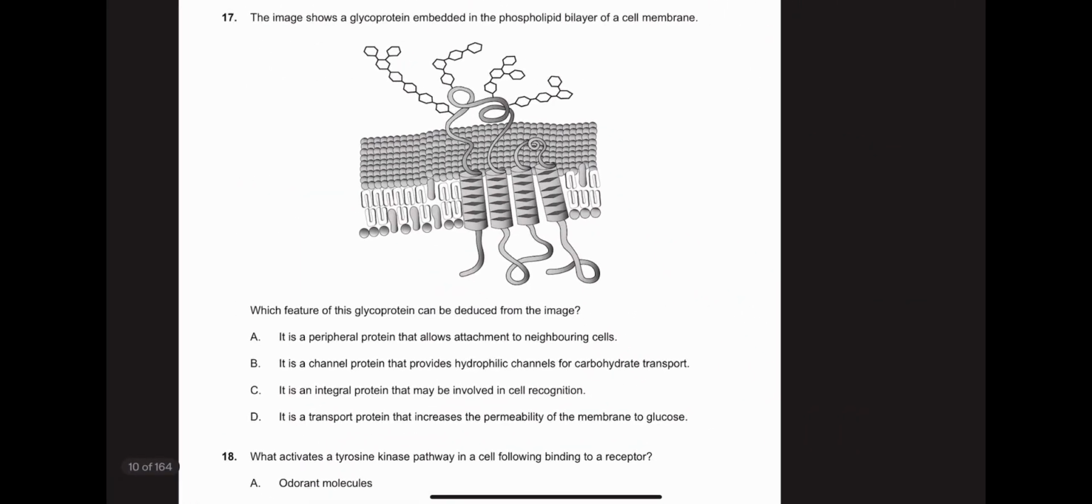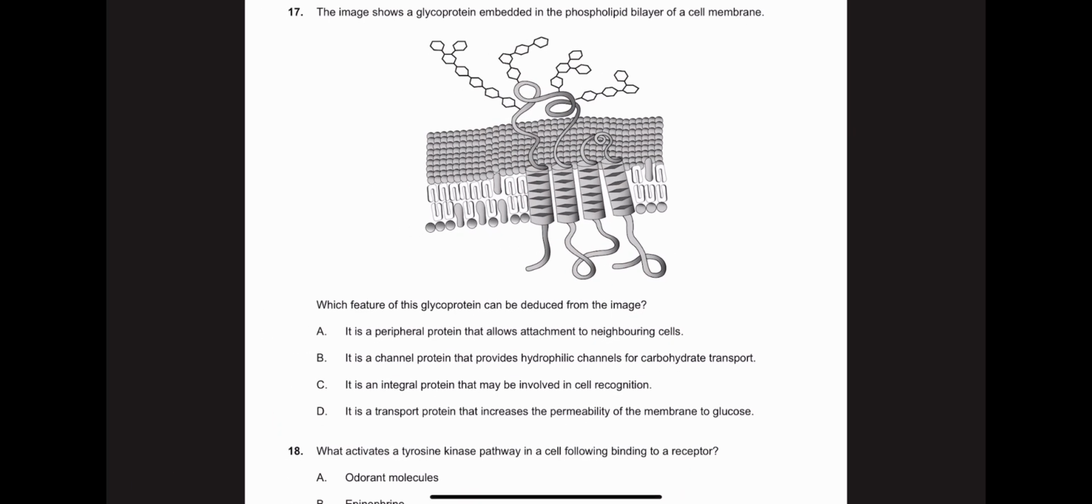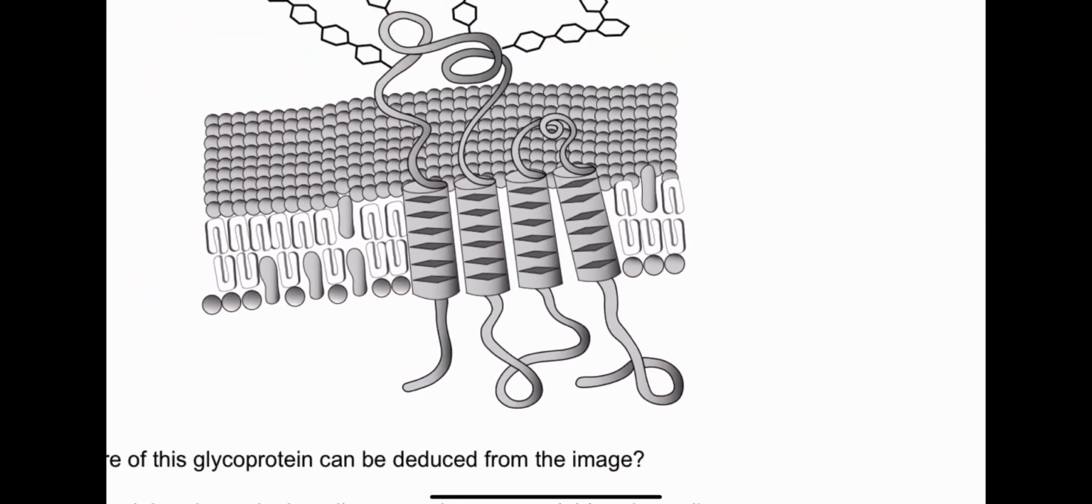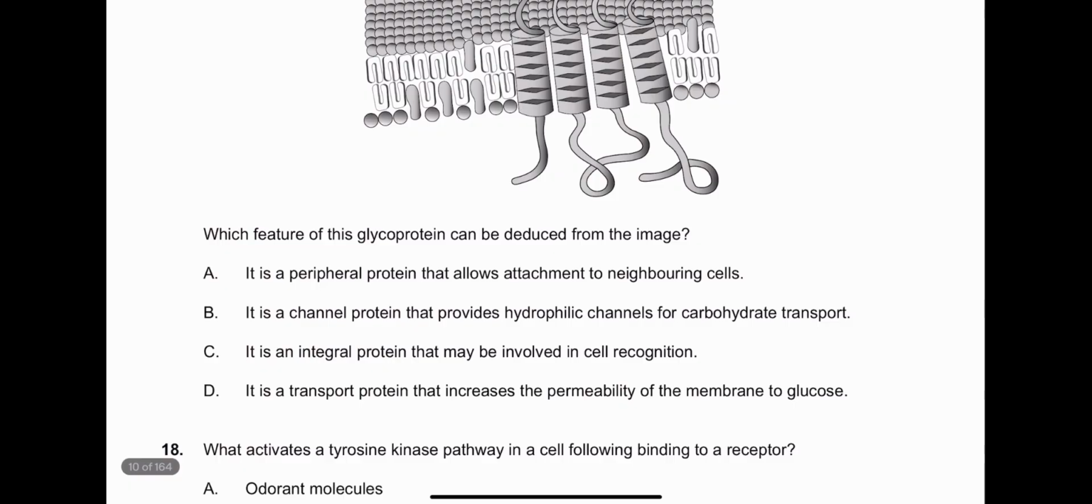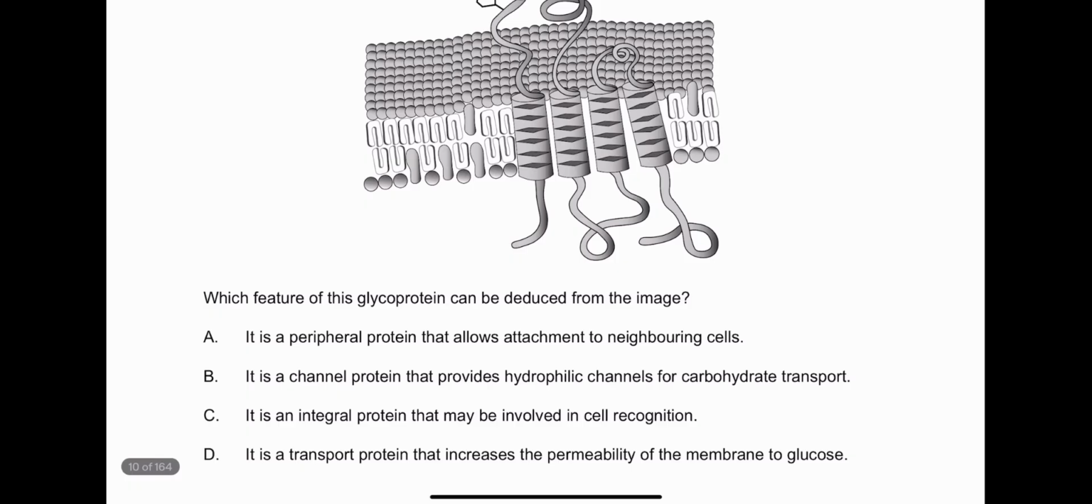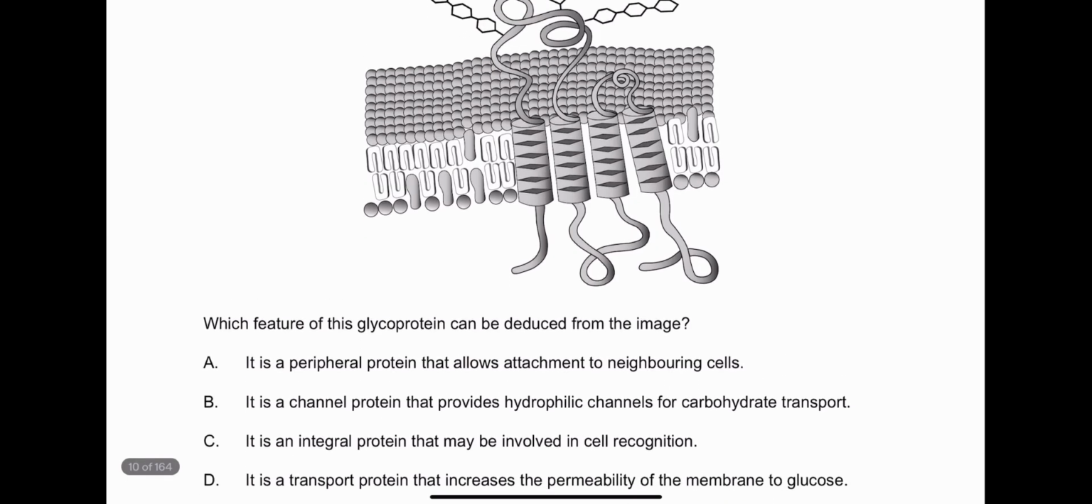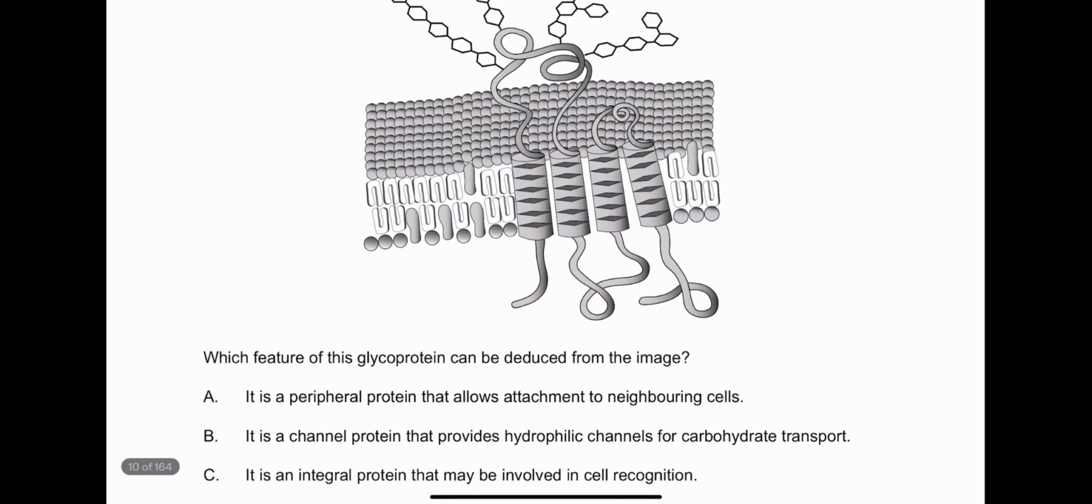The image shows a glycoprotein embedded in the phospholipid bilayer cell membrane. Which feature of this glycoprotein can be deduced from this image? Okay, so A, it is a peripheral protein that allows attachment to neighboring cells. Well, that doesn't seem too true because we can see it's embedded in the membrane. We can see it has this embedded region, so it doesn't seem to just be a peripheral protein. B, it's a channel protein that provides hydrophilic channels for carbohydrate transport. I'm not seeing this potential as a channel protein here. It doesn't seem to be a channel protein, especially for carbohydrate transport.